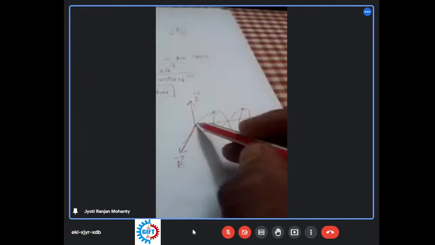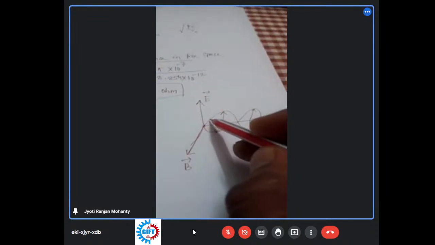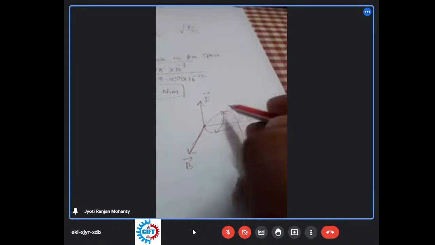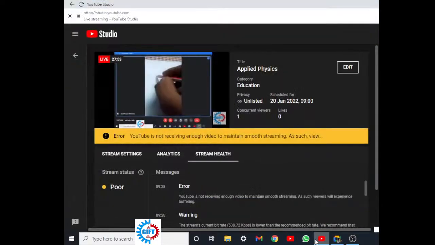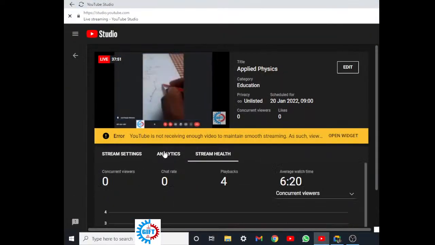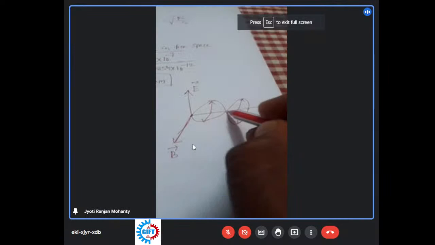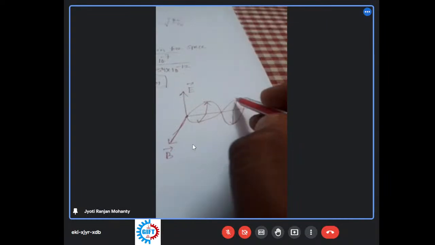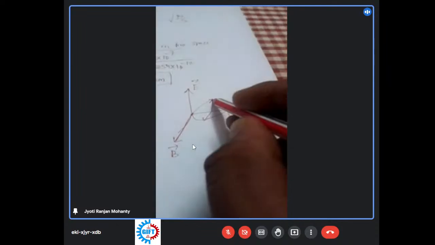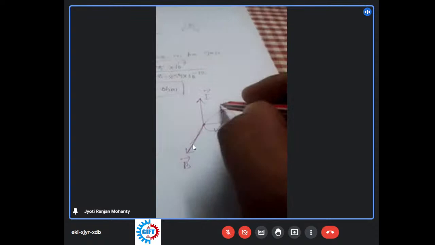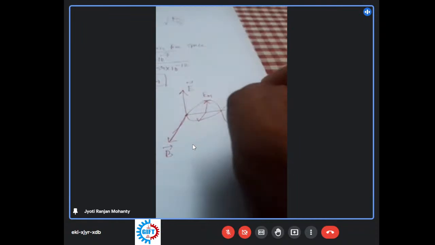Look here. So this is your electric field axis. Electric field increases, attains the maximum, then decreases, it becomes 0, then increases, decreases. Similarly, this is your magnetic field, increases, attains the maximum value, decreases, becomes 0, then increases, then decreases, becomes 0. That means when E is maximum, B also becomes maximum.